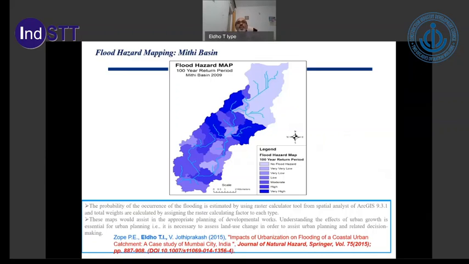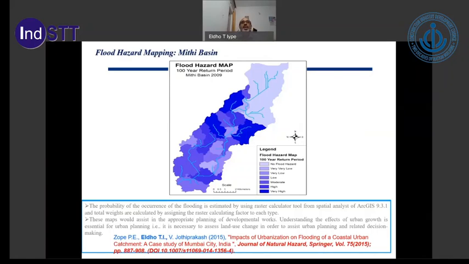And now again further development is done in IIT Bombay. So here we developed a flood hazard mapping. Say for example, this is in Mumbai, Mithi River Basin, most of the years flooding is happening due to the high tide and heavy rainfall.